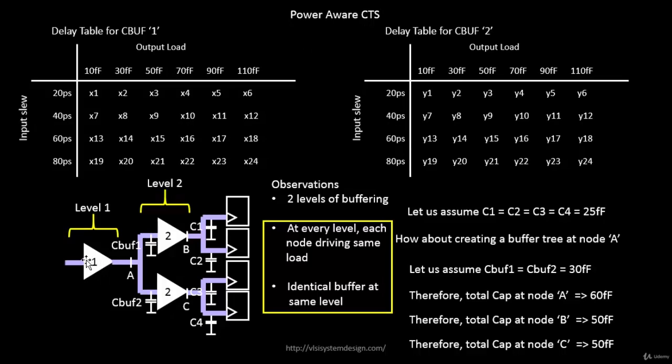This CBUF1 will have a different W/L ratio. This CBUF2 will have a different W/L ratio. Maybe this one has a smaller width, this one has a bigger width, and so on. So the answer to what differentiates different kinds of buffers is basically circuit design. Okay, now let's come to the delay values.